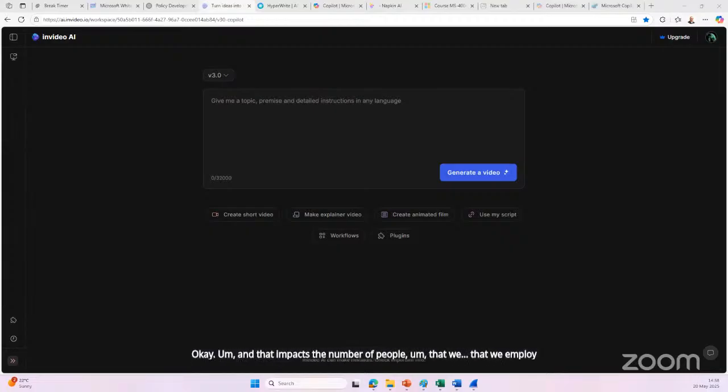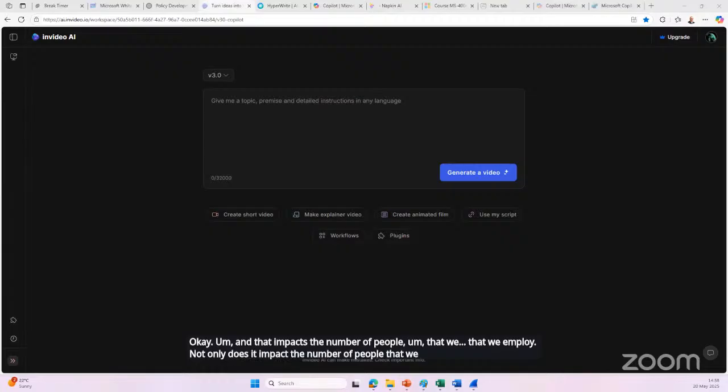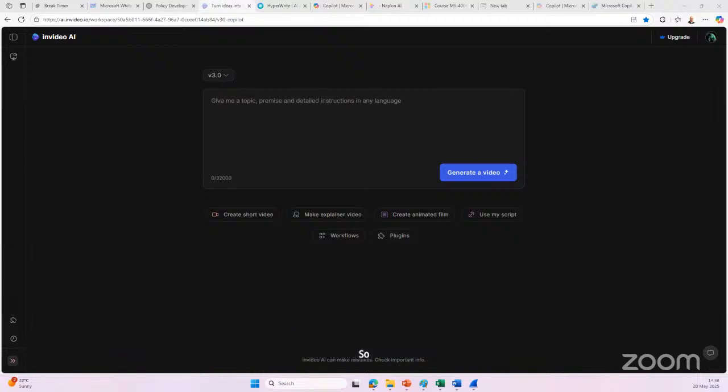Not only does it impact the number of people that we employ, but it also impacts further down the line the facilitators that we have. Many of the curriculums that we develop and many of the courses that we train can relatively easily be translated into self-study, so no facilitator intervention required. Now, will that impact facilitators? Will that impact those that create the content?